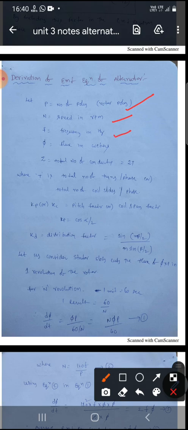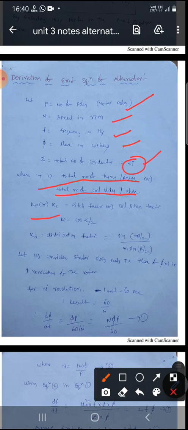and f is the frequency, which is in hertz, and phi is the flux, which is in Webers, and Z is equal to the total number of conductors, that is 2T, where T is the total number of turns per phase, or total number of coil sides per phase.